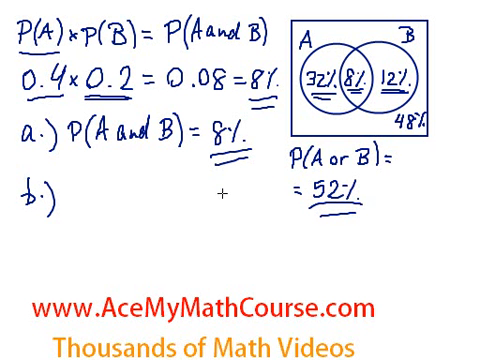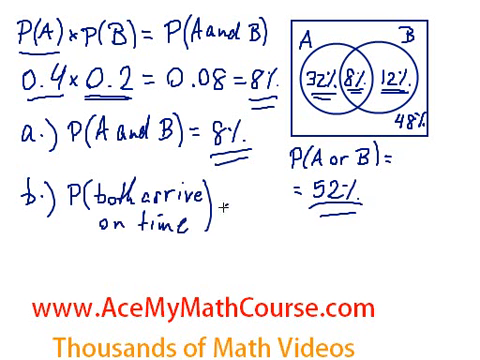Fantastic. So that's what we actually wanted to know, that both would arrive on time. Let me quickly write that. Both arrive on time. So the probability of that occurring is less than half, only 48%.